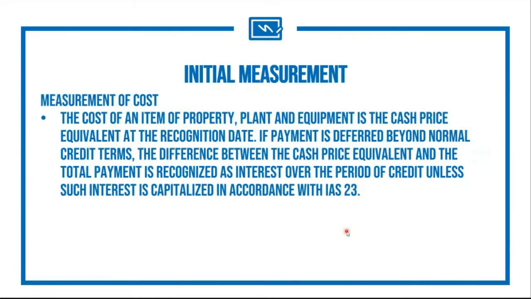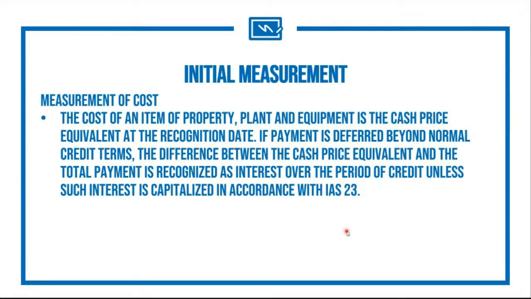So the thing now is to account for how we are going to measure the cost. According to the standard, the cost of an item of PPE is the cash price equivalent at the recognition date. If payment is deferred beyond normal credit terms, the difference between the cash price equivalent and the total payment is recognized as interest over the period of credit, unless such interest is capitalized in accordance with IAS 23, which is borrowing cost, which we will be discussing in the next session.